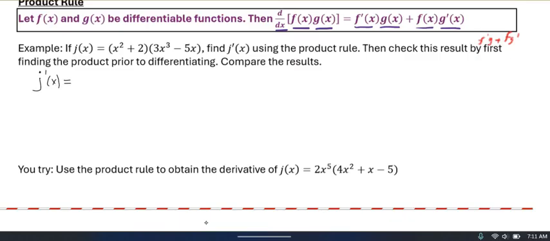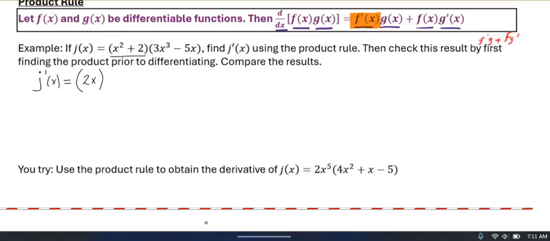So using it, the first function is going to be x squared plus 2. We're going to take the derivative of that. That's our f prime of x right there, the derivative of the first function. Let's go ahead and do that. Well, term by term, the derivative of x squared, bring down the power, reduce it by 1, is 2x. The derivative of 2 is a constant, so it's just 0.